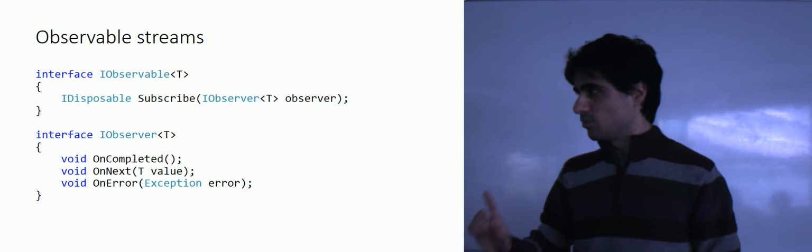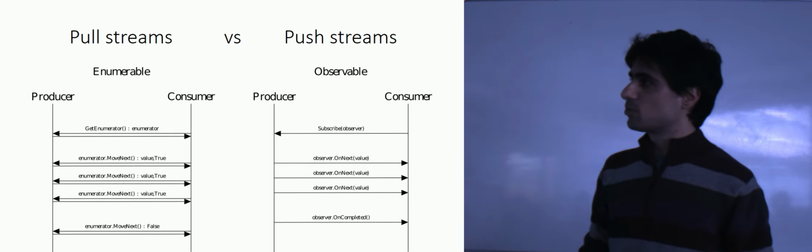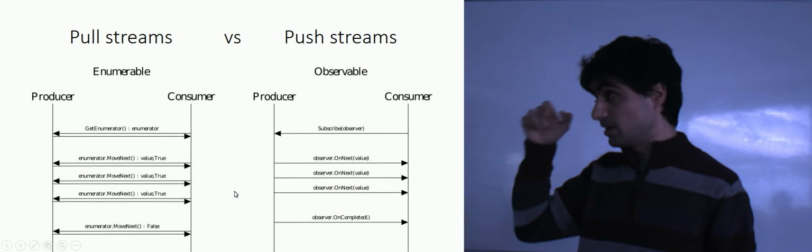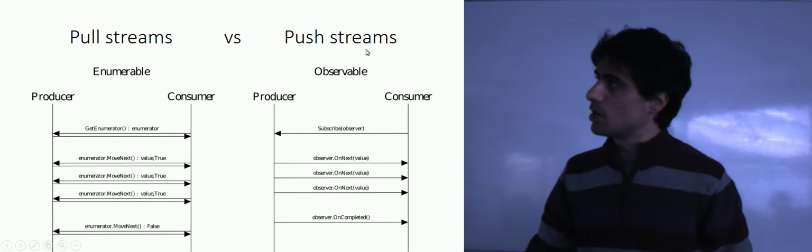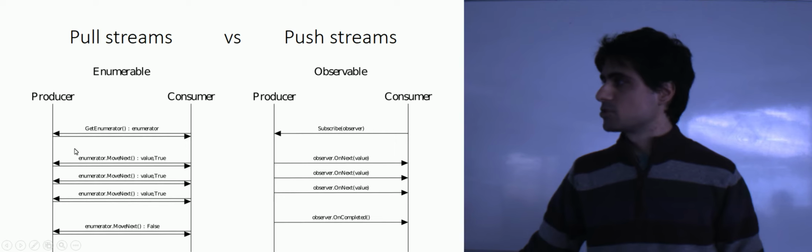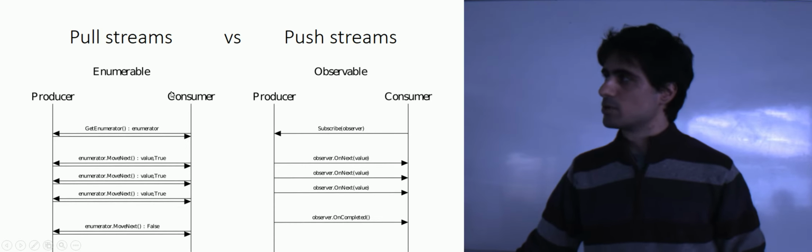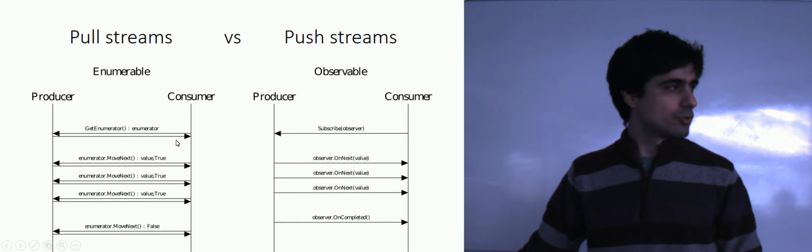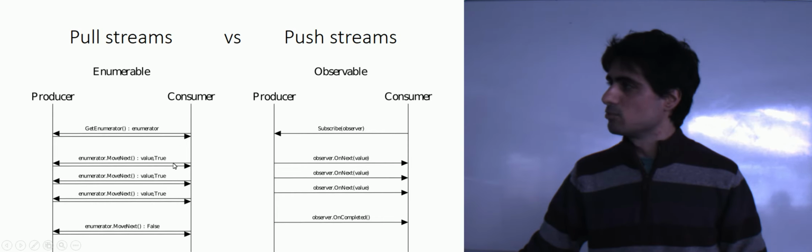And why is that important? But before we go there, keep this in mind. Just to illustrate what I was saying, the dynamics, I have one more example, a graphical representation. This is the pull streams, the enumerable, versus what we now call push streams, the observables. The producer is the data structure, the consumer is the client. In the enumerable case, the consumer starts by saying, get the enumerator, and receives back an enumerator. Then he has to keep calling enumerator move next, and it returns a value and the state saying whether it's done or not.